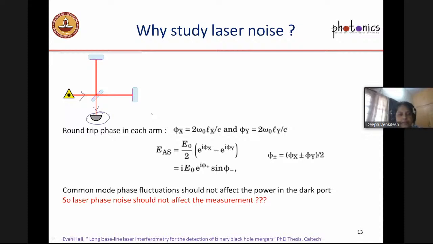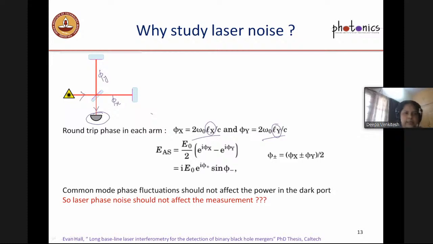The round trip phase of each arm is 2 omega naught Lx and 2 omega naught Ly divided by c, because you are relying on, let's say, one arm, which you call the phase phi x, and the other arm, which you call the round trip phase of the light phi y. And you're relying on your measurements based on the fact that Lx and Ly are going to change whenever there is a gravitational wave propagating.